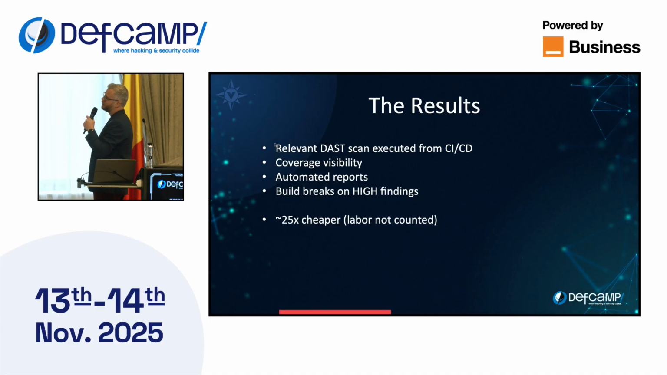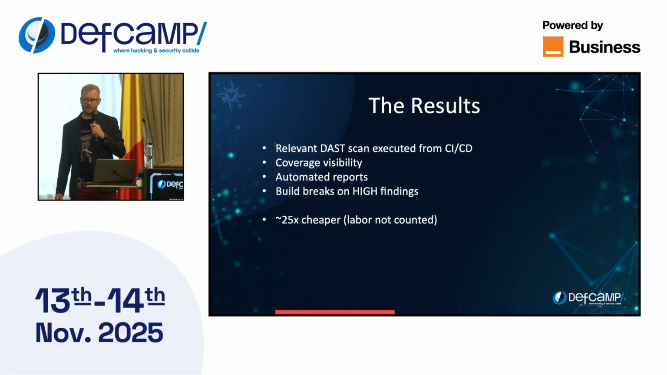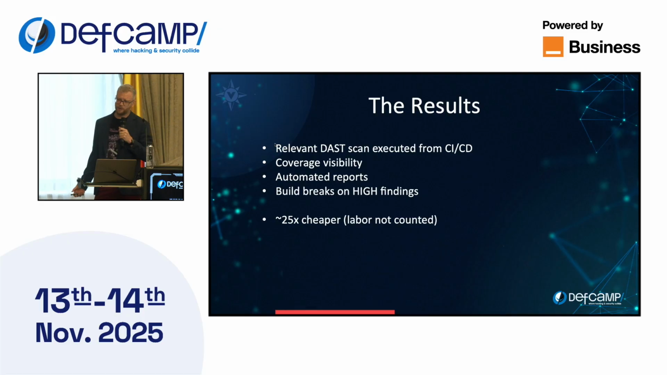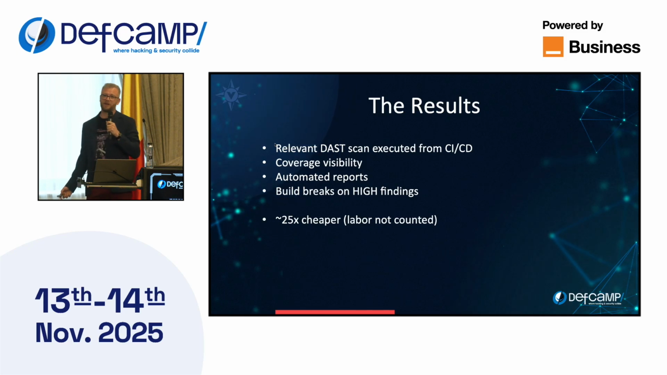All right, so the results for the first use case were that we have a relevant DAST scan executed from CI/CD, we have coverage visibility, we have automated reports, and we can break the pipelines if there are high findings, not to mention that it was like 25 times cheaper, obviously not including labor, right? So that was, let's see, one of the first use cases that I implemented from a security perspective.